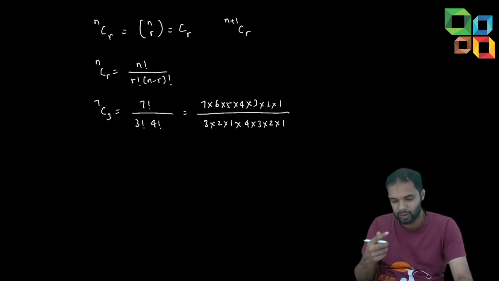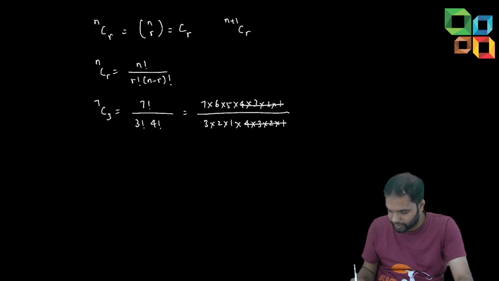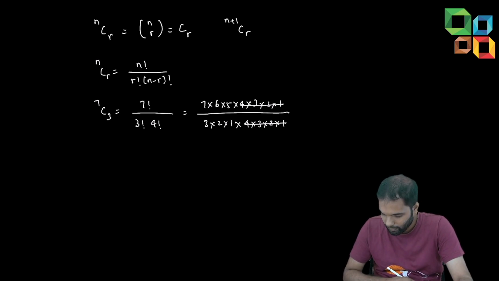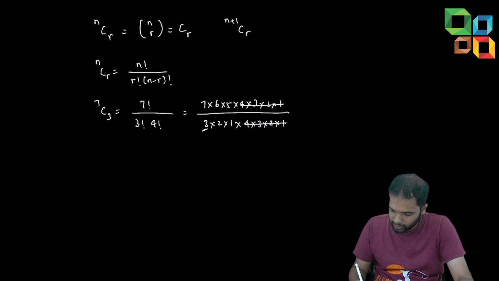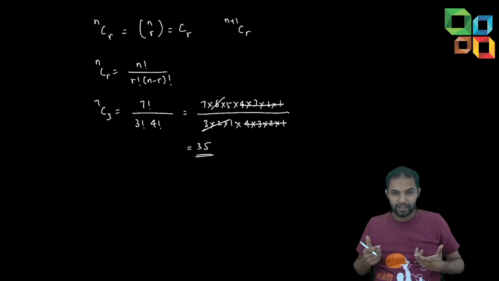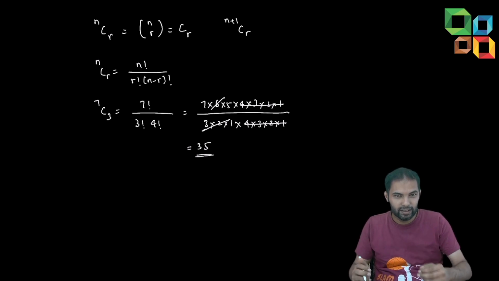It's a division, so we can directly cancel off these terms. 4 into 3 into 2 into 1 is the same in the numerator and denominator. The remaining 3 into 2 is nothing but 6, and the 6 will get cancelled. So what we are getting is 35. Out of the 7 objects, if I choose 3, I can choose them in 35 ways. That's how we say it.